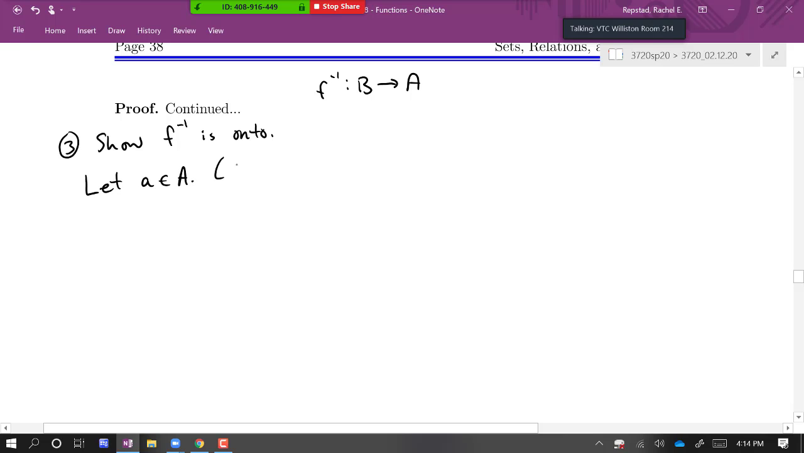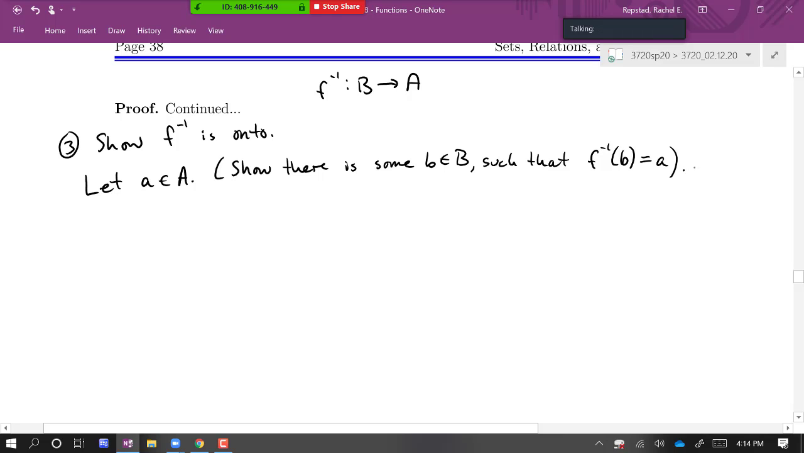And just to state our intentions, we're going to show there is some element B of B such that F inverse of B is equal to A. Well, look, we have an element of A right now. Our function F inverse maps from B into A. So if I had an element of B, I could just send it through the F inverse function, but I don't have that yet. What I have on my hands right now is an element of A.